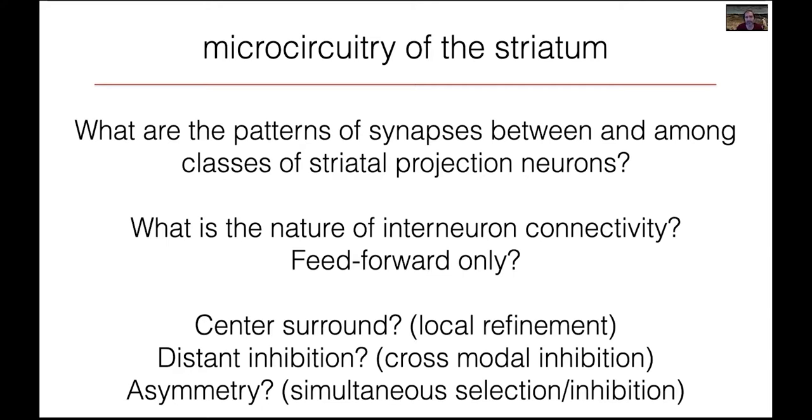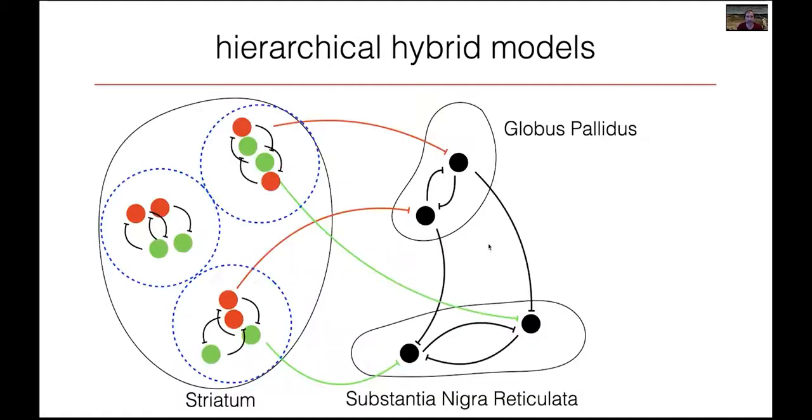Lastly, there could be asymmetry in the patterns of projections that could tell us quite a bit about function. So for example, maybe the direct pathway neurons sit at the top of some kind of inhibitory hierarchy, such that at the same time that one action is selected, automatically other ones are inhibited because those direct pathway neurons have a privileged position in terms of inhibiting other circuit elements. So we would need some connectomic analysis to reveal this kind of microcircuitry.